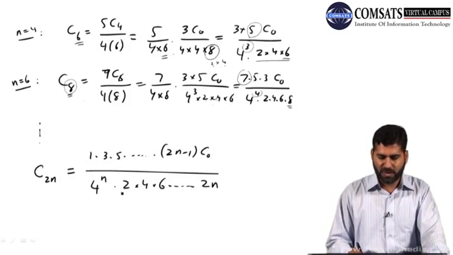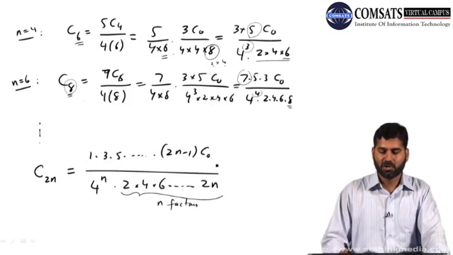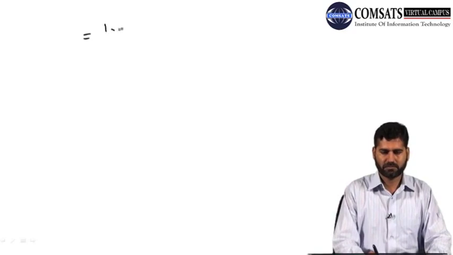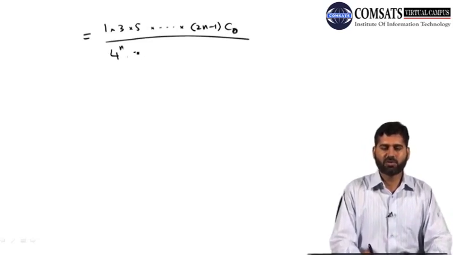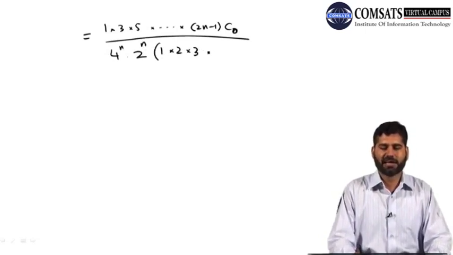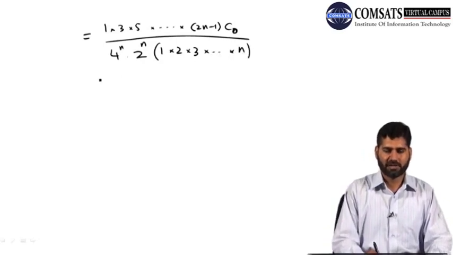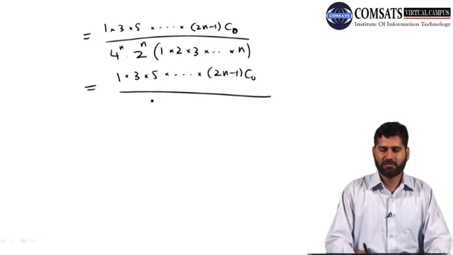Alright. Now if you take this 2 as common factor, these are n factors. If you take 2 as common, you will get C0 divided by 4 to the power n. If you take 2 from each factor, you will get 2 to the power n. And each factor will be divided by 2, so you will be getting this up to n. This will become n factorial. So you got 1, 3, 5, so on up to 2n minus 1 C0 divided by 4 to the power n, 2 to the power n, and n factorial.